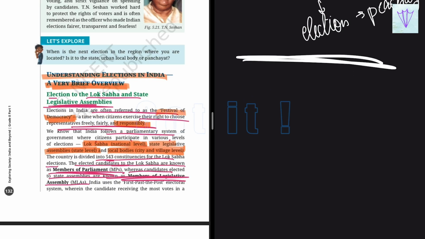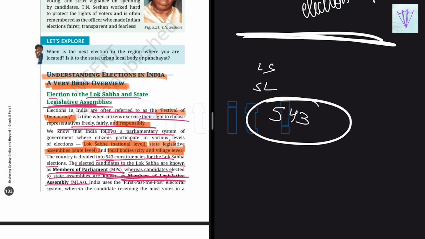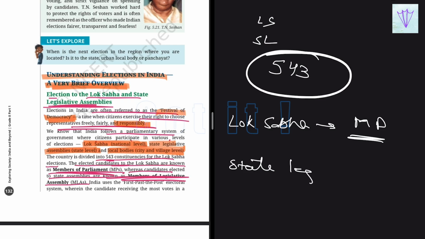That is, the national level is the Lok Sabha, the state level is the state legislative, and the local levels are the local bodies, that is the city and the village levels. And we have 543 constituencies, and the candidates who are elected to the Lok Sabha are called the members of parliament, the MPs. And the people elected to the state legislature, that is the assembly, are called the MLAs, members of legislative assembly.